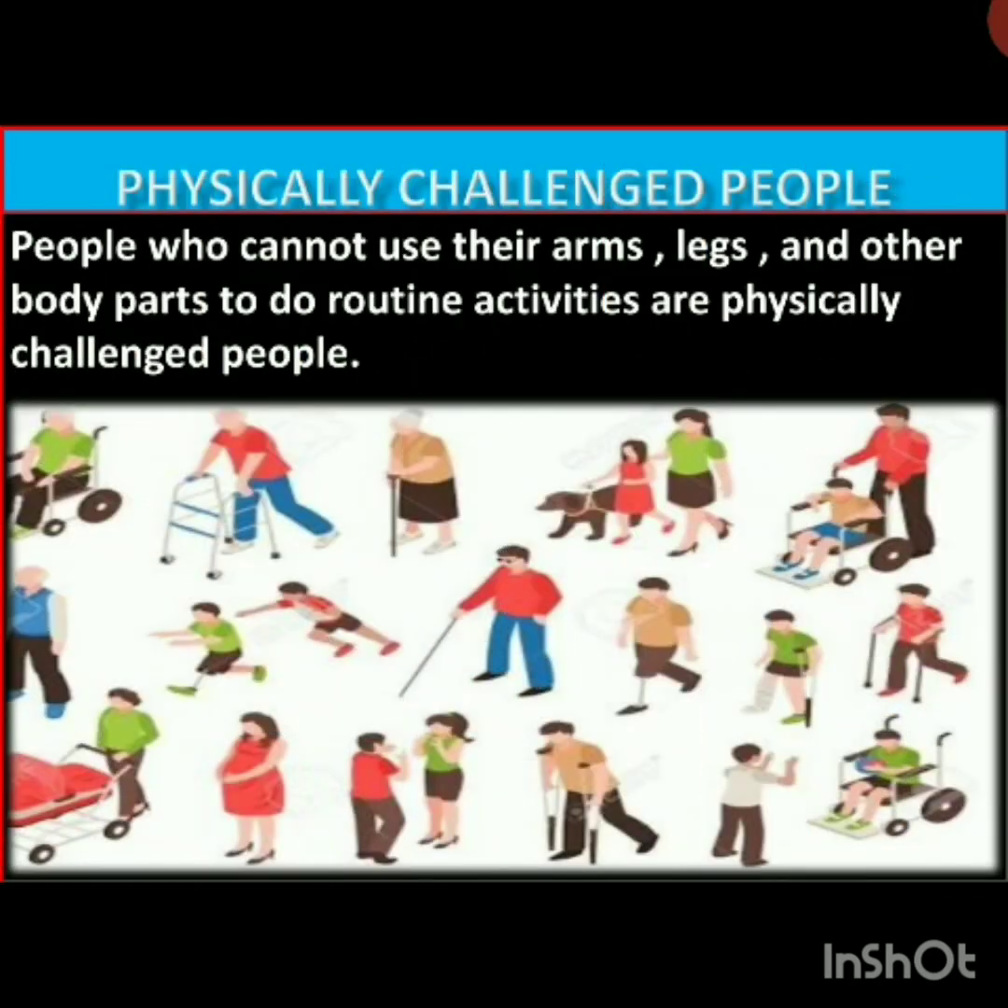Next, we learnt about physically challenged people. Who are the physically challenged people? People who cannot use their arms, legs and other body parts to do routine activities are called physically challenged people.